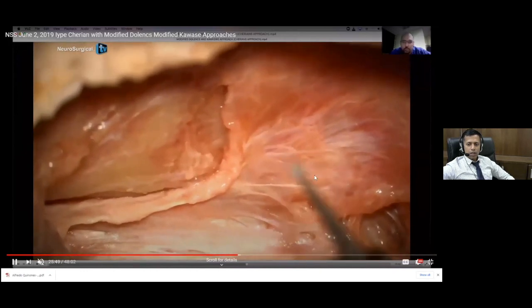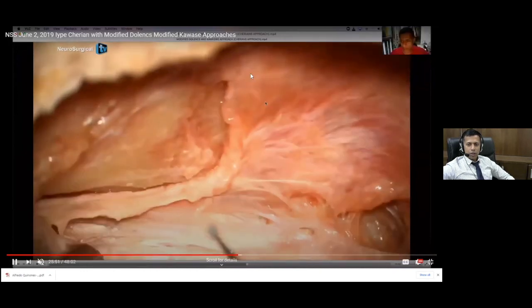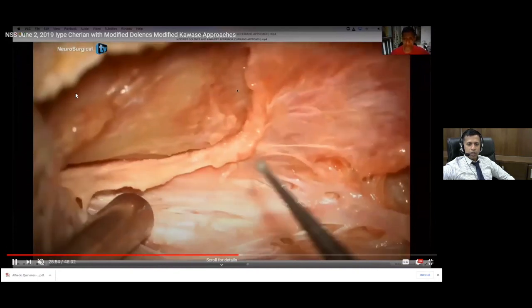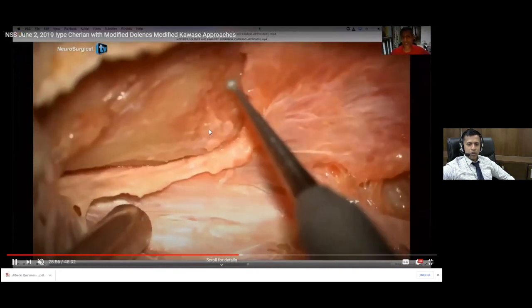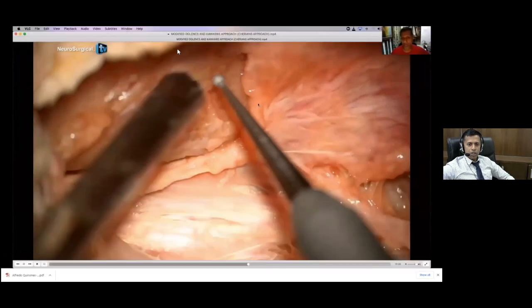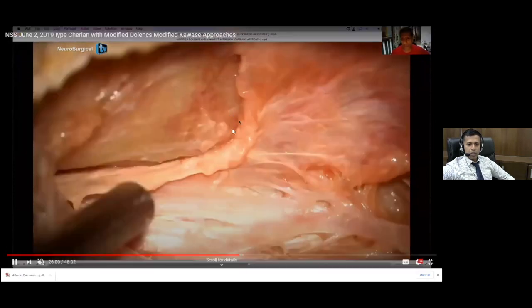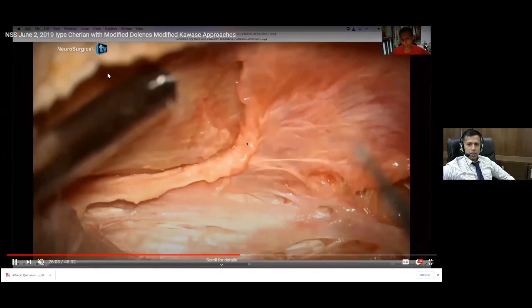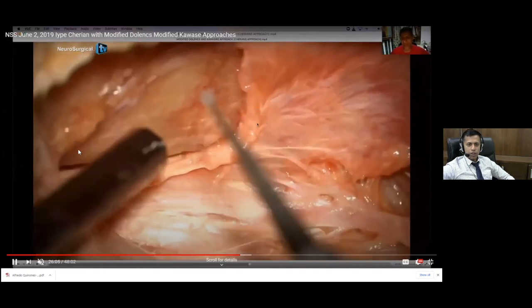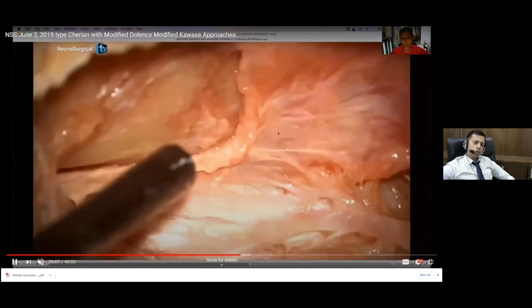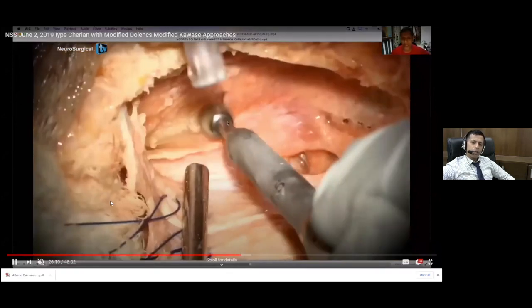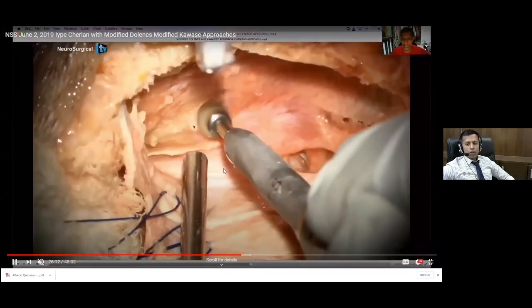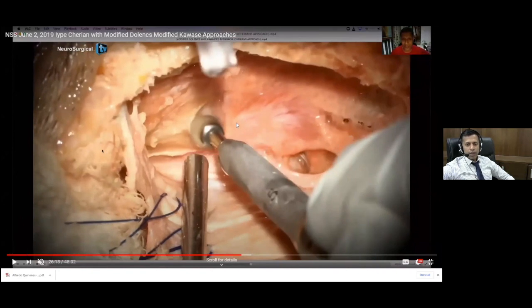So that is the Gasserian ganglion. That is V3. GSPN is on this side. So this is the Peters ridge. GSPN is on this side. V3, GSPN, and Peters ridge. So the arcuate eminence would be around this, and then we are going to drill it. So you can see now very clearly that is the V3, that is the Peters ridge. GSPN is around here. I'm going to drill the Kawase triangle.